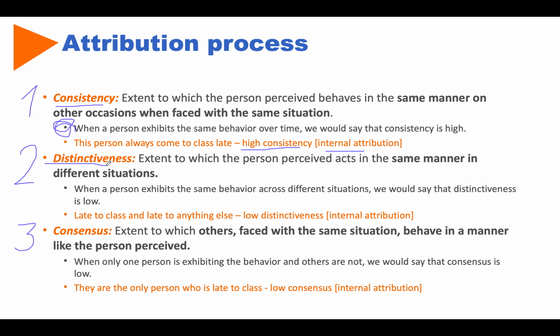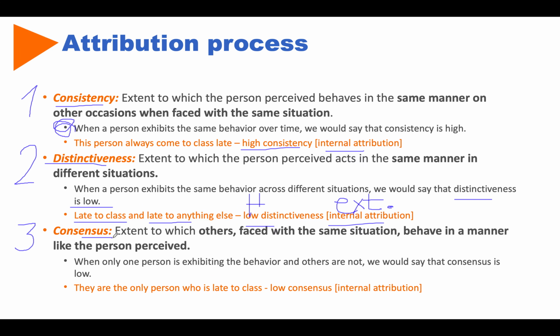Distinctiveness, the extent to which the person perceived acts in the same manner in different situations. So when a person exhibits the same behavior across different situations, we say that distinctiveness is low. So if you come late to work and you're late to everything else, you come late to happy hour, you are late to church, you're late to the parents' meeting at school, we have low distinctiveness, internal attribution. If there would be high distinctiveness, external. So you are only late to work, but to nothing else. Well, maybe it's just traffic in the morning when you're trying to get to work. That would be an external attribution.